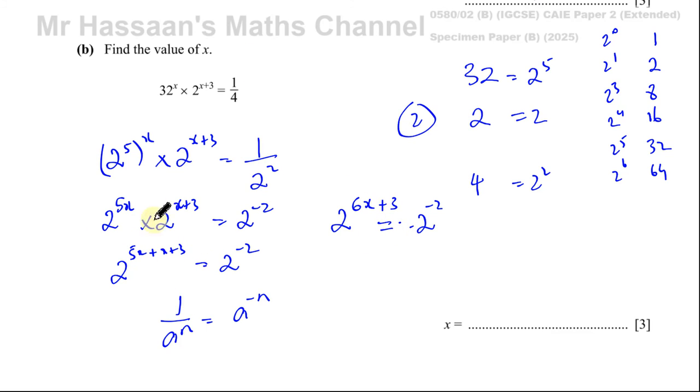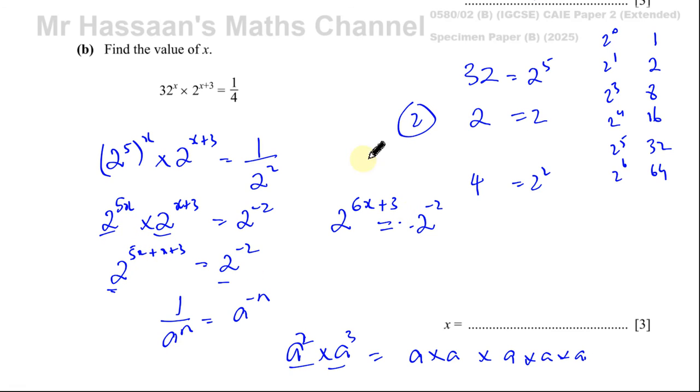So why did I add these powers? Again, I can show you: if I have a to the power of 2 times a to the power of 3, it's like a times a, and then times a times a times a. So you see we have a to the power of 5. It's the same as adding these two together. If you multiply two numbers with the same base, you can add the powers. So that's what I've done here: I've combined these together by adding the powers to the same base.